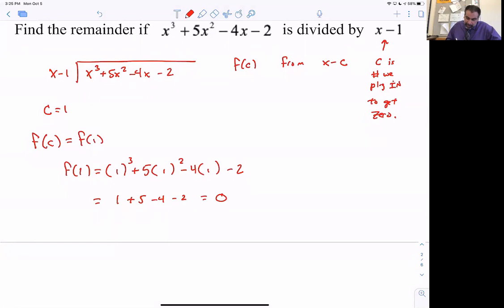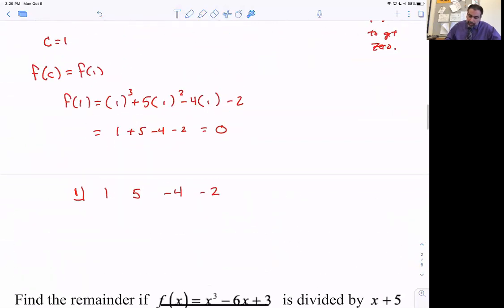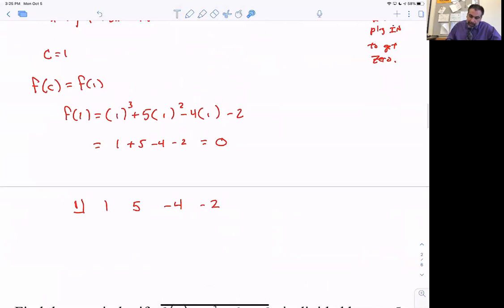So let's set up the synthetic division. We want to divide by x minus 1, which means we're going to put a 1 on the outside. Our coefficients are 1, 5, -4, and -2. And again, I'm getting those coefficients from here. And what goes on the outside is what makes this guy 0. So that's why that's 1.